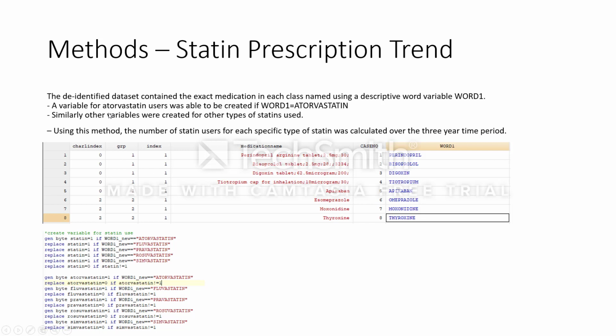Okay, so what I did was I could create a variable for atorvastatin users using this simple code, word1 equals atorvastatin, and then I could do the same for the other types of statin. So you can see the coding I used, the example here. I generated a new variable, atorvastatin equals 1, if word1 equals atorvastatin, and then same thing for fluvastatin, pravastatin, rosuvastatin, simvastatin. So I could generate variables to see how many people were taking these statins.